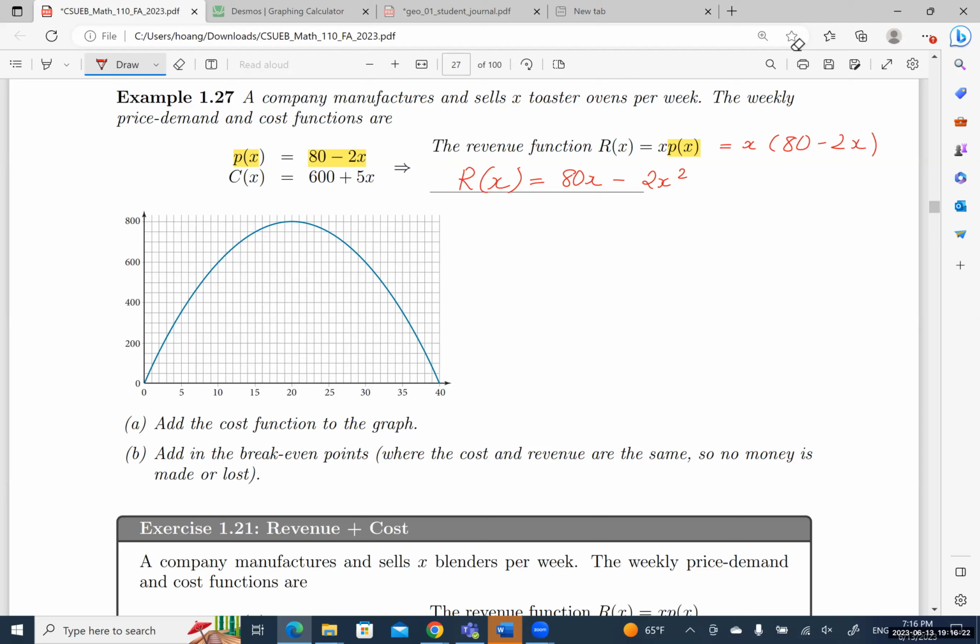So I can distribute it like that, right? This will be the revenue function. Now if I draw the cost function, I have 600 as the fixed cost here. I have 1 point, and I need one more point. I can choose 40 here. C of 40 will be equal to 600 plus 5 times 40.